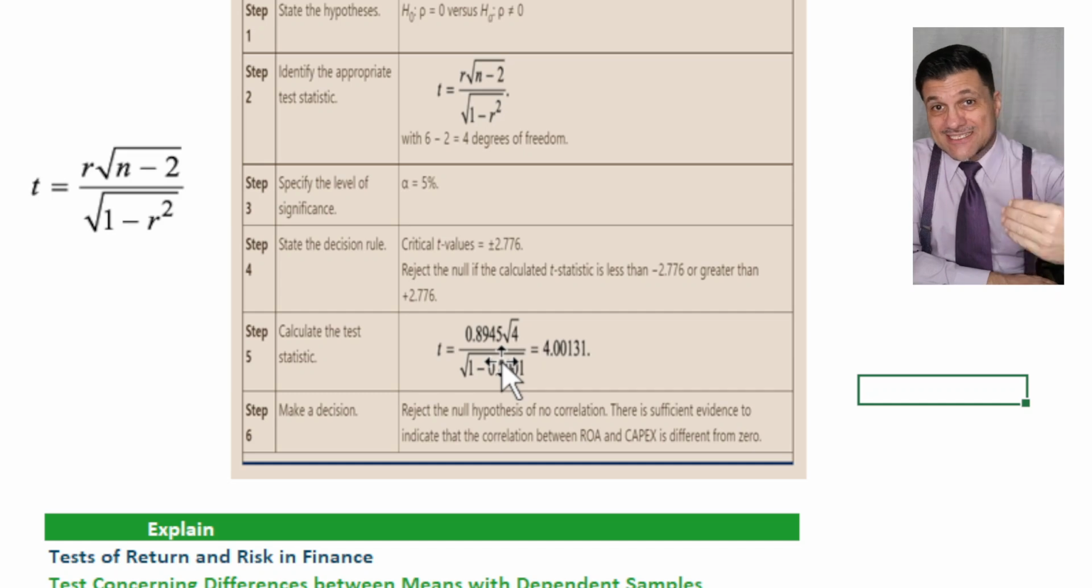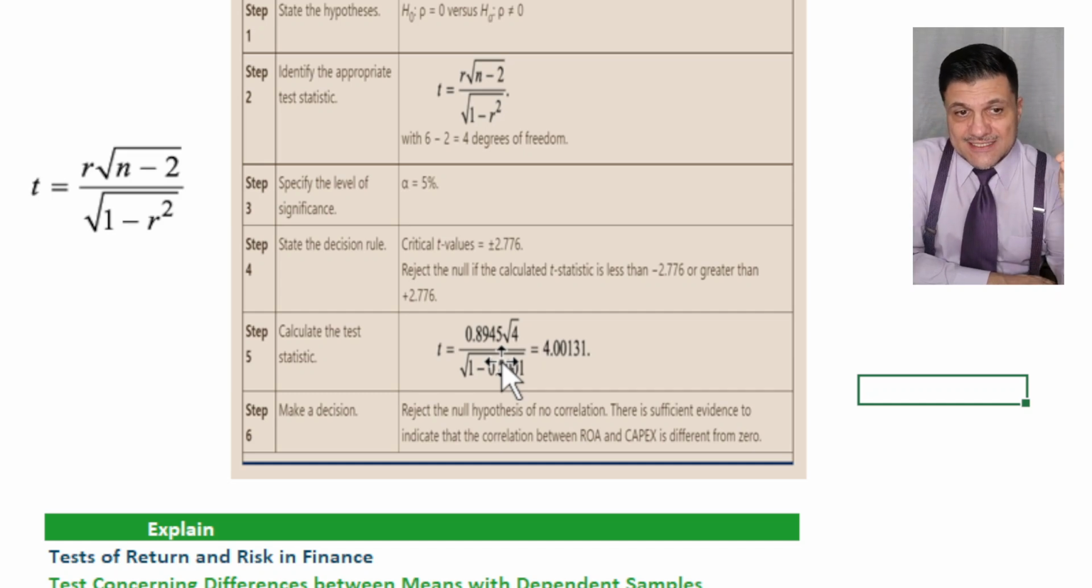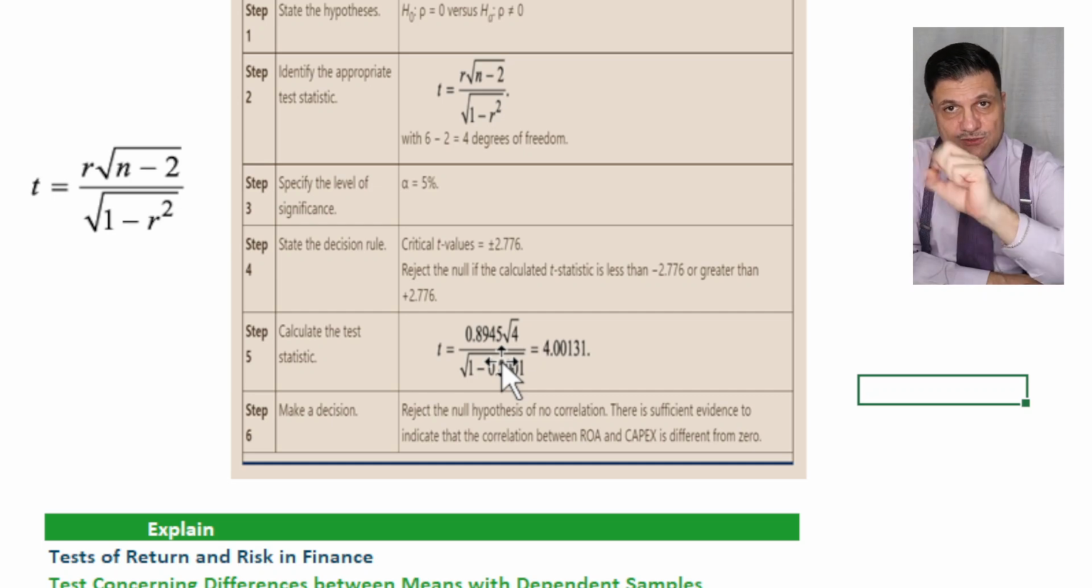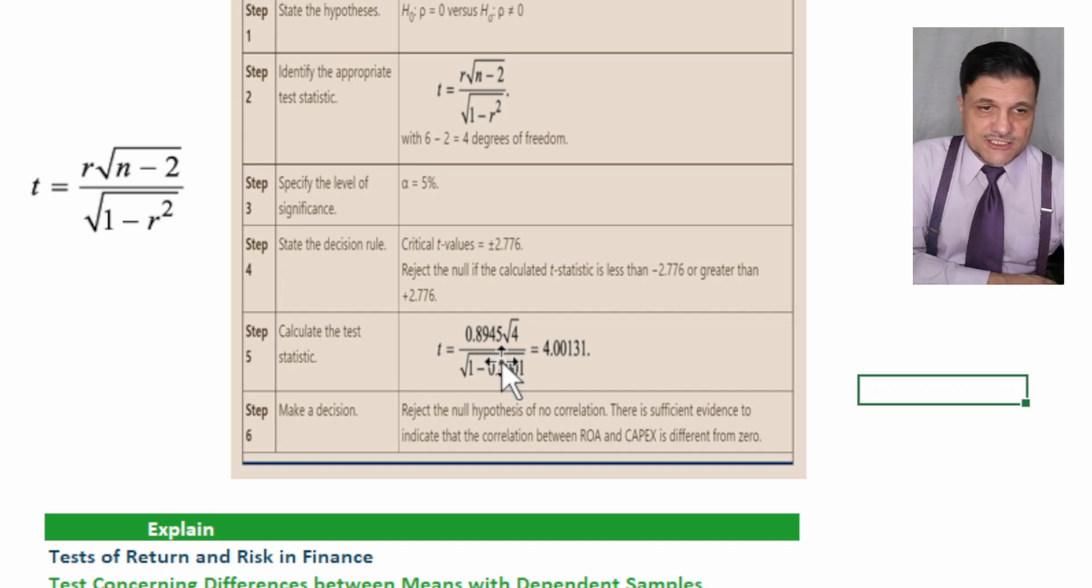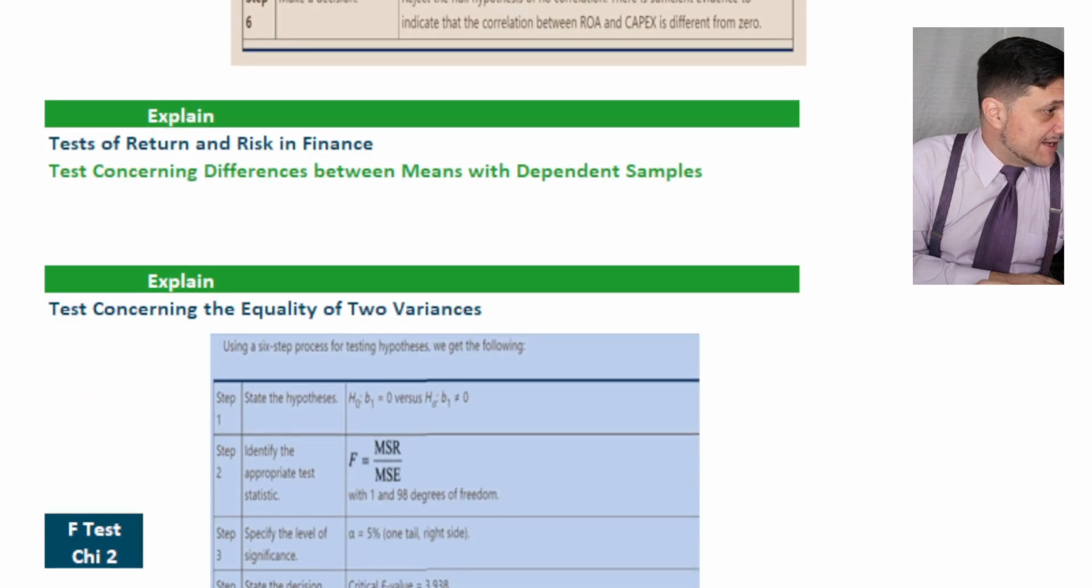The steps are the same. Define the hypothesis, then define the test, define the significance, find the critical value. Boom. Compute your t-stat, compare with the critical value, make a decision. That's it for every hypothesis test. Let me prove it, or not prove it, but let's emphasize that.